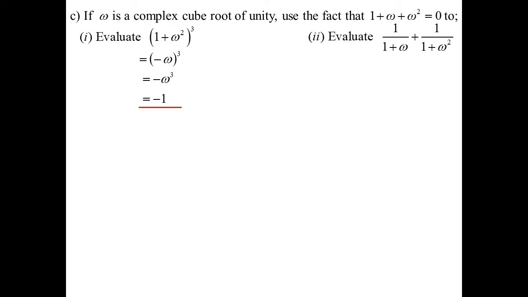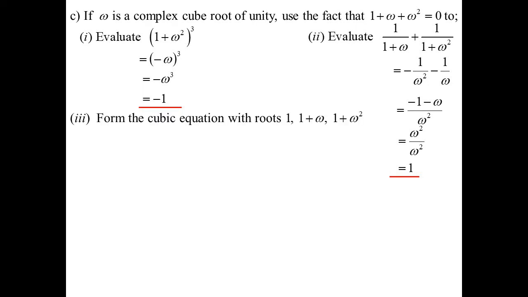1 on 1 plus omega plus 1 on 1 plus omega squared. Yes, I could get a common denominator and do all that, but I'm going to tidy up the denominators. Because 1 plus omega I could rewrite as minus omega squared, and 1 plus omega squared I could rewrite as minus omega. And that's an easier fraction to work out. I end up with minus 1 minus omega on omega squared. But minus 1 minus omega is omega squared. So the answer is 1.